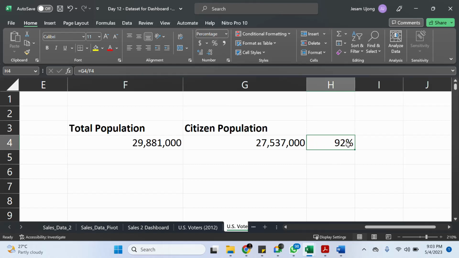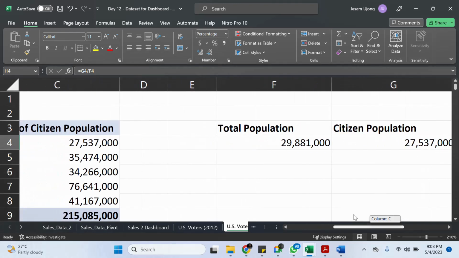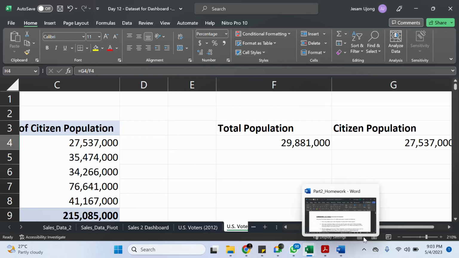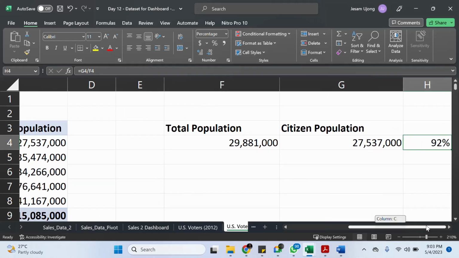So we have 92% as the percentage ratio of citizens to total population. I hope we understand this from the math angle. It's just this over this times 100%. But of course, in Excel, we don't need to do times 100%. Even with calculators, we just put the figure, do the division, and use the percentage sign and it converts to percentage.